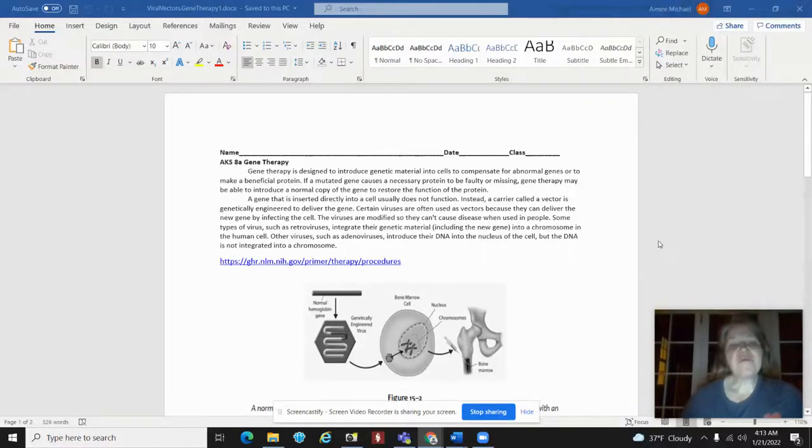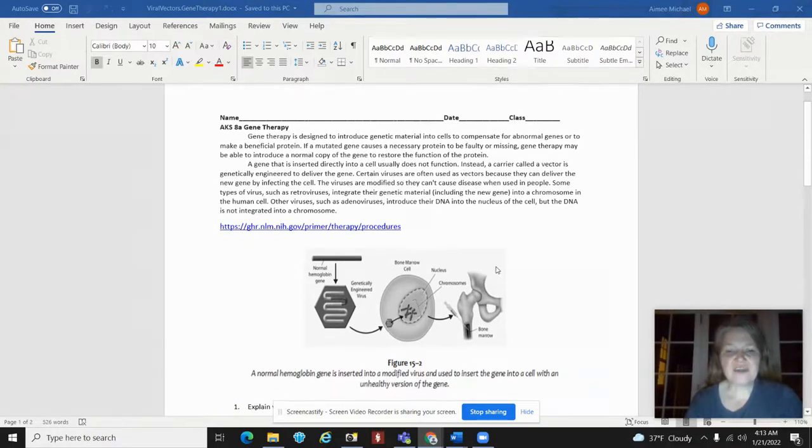This is another little short video on gene therapy, a follow up to the previous video, part two. Here we have a diagram that is showing a genetically engineered virus. This is our viral vector. And if you look close at the diagram here, it is showing that a normal hemoglobin gene is being inserted into the genetically engineered virus, which we call a viral vector.